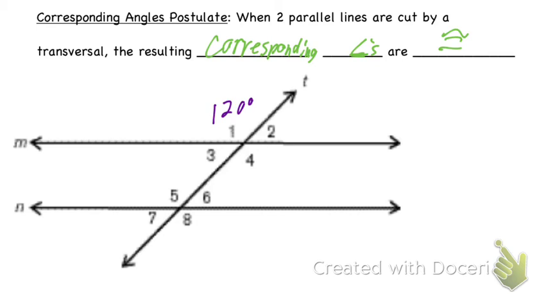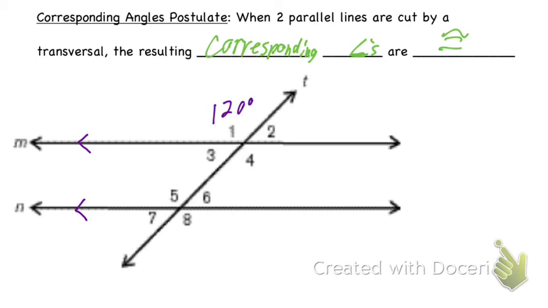Now, what if I tell you that if we know this angle, we could find the other 7? We're going to say that these lines, M and N, are parallel. They look to be parallel, don't they? Now, according to our corresponding angles postulate, what could we know about the rest of them? What angle is the same as 120, as angle 1?